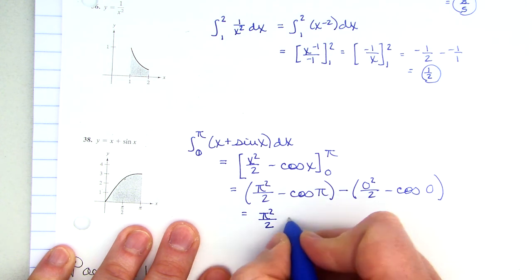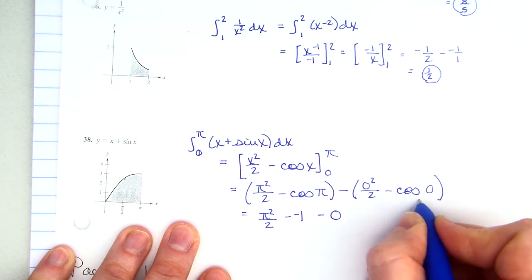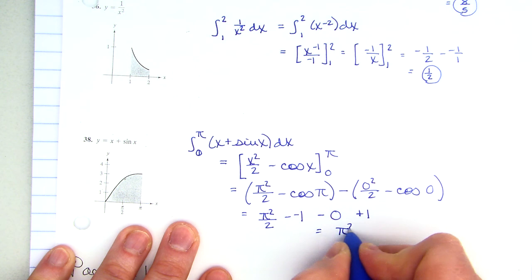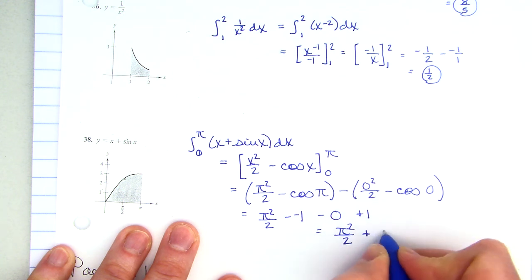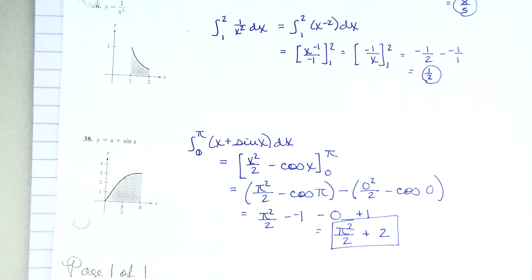Cosine of pi is negative 1, so minus negative 1, minus 0 plus the cosine of 0, that's another plus 1. I am thinking pi squared over 2 plus 2 for an answer over there. I'll make the video pause if you need to get any notes down.